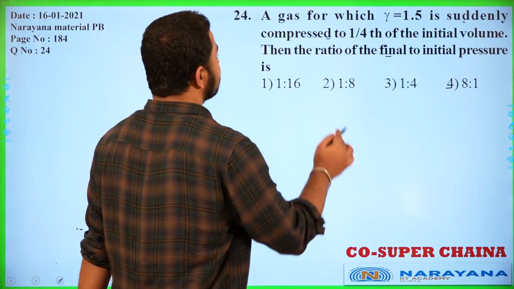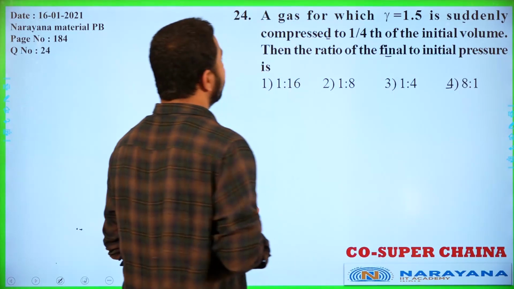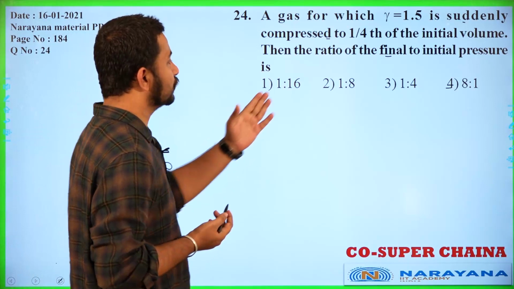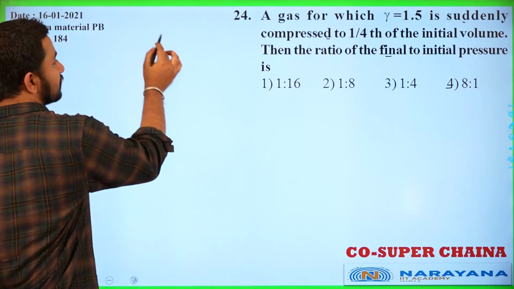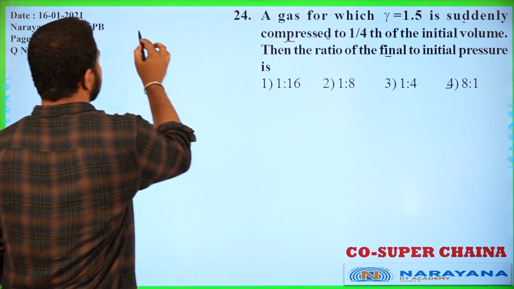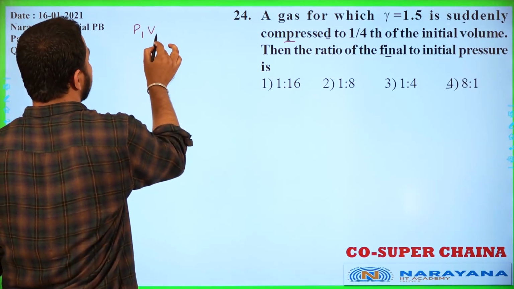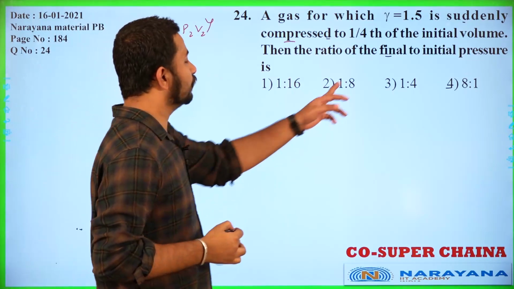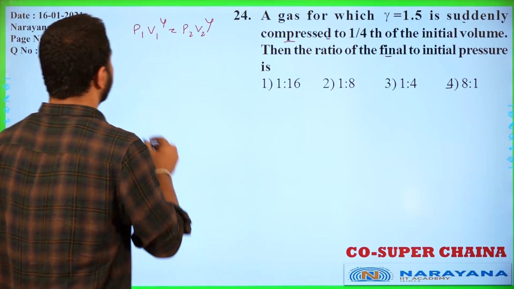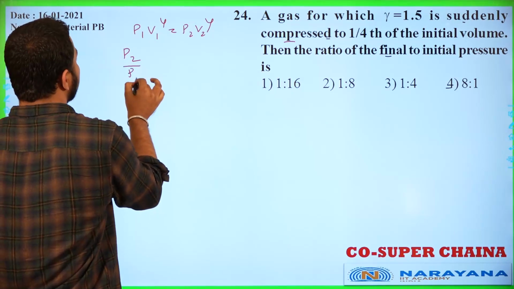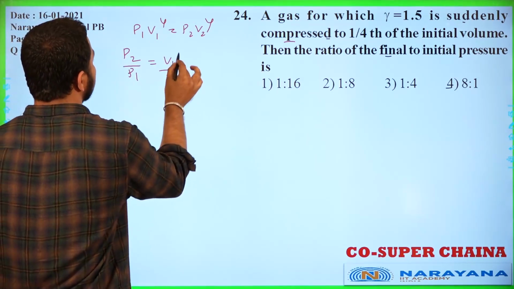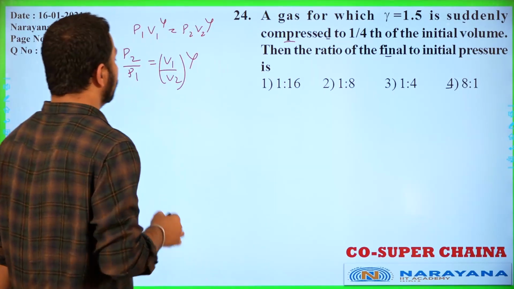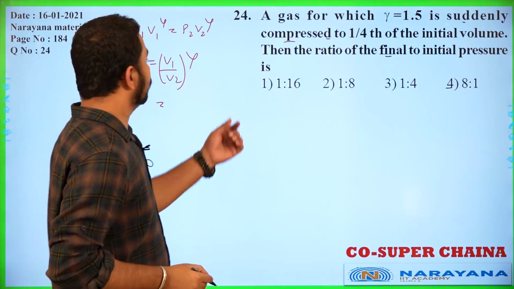A gas for which gamma is given as 1.5 is suddenly compressed to 1/4 of its initial volume. The ratio of final pressure to initial pressure. So it is suddenly compressed, which means it is an adiabatic process. P1 V1 to the power gamma is equal to P2 V2 to the power gamma. Student, we need to find the ratio of final to initial pressure, that is P2 by P1. So it will be (V1 by V2) to the power gamma. Right? Now the gamma value and V1, V2 values are given to us.